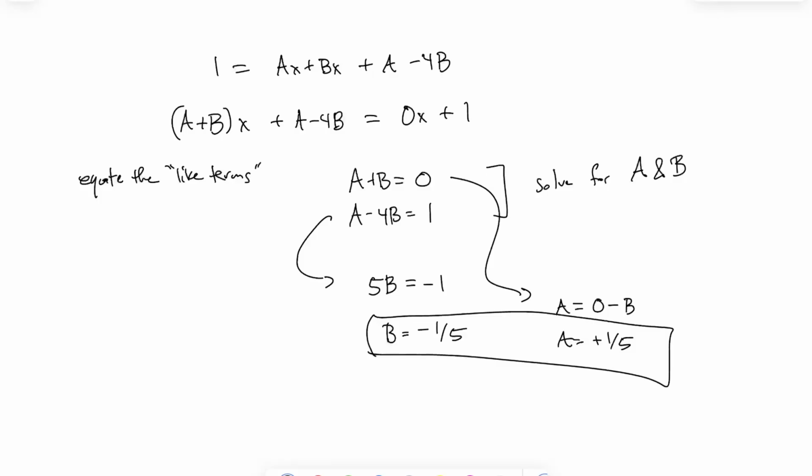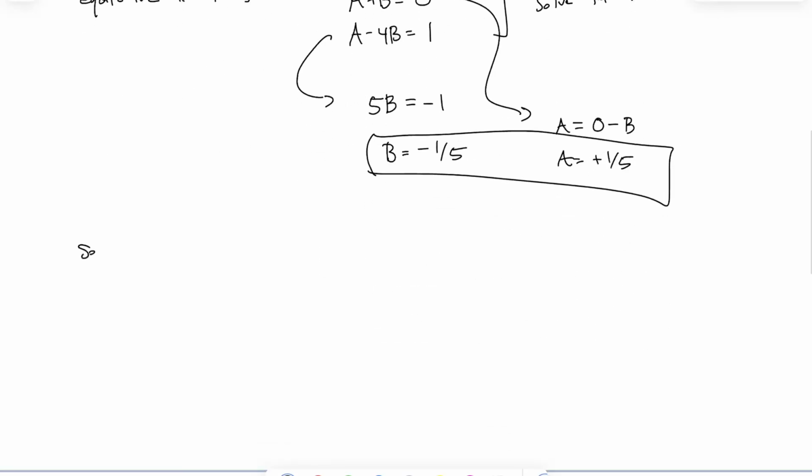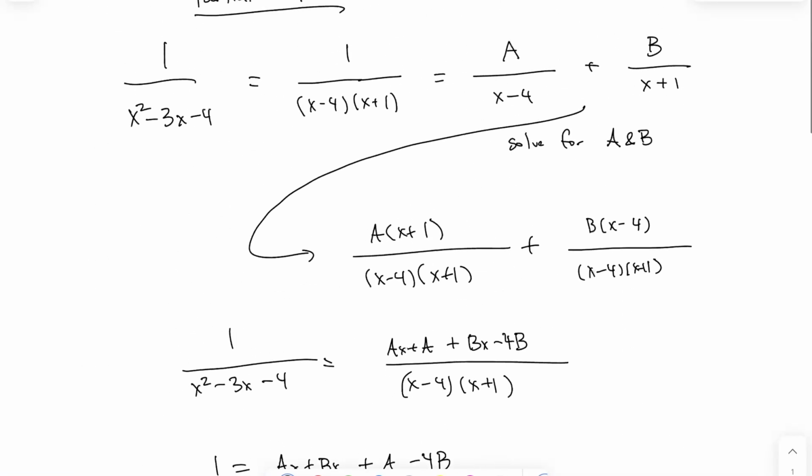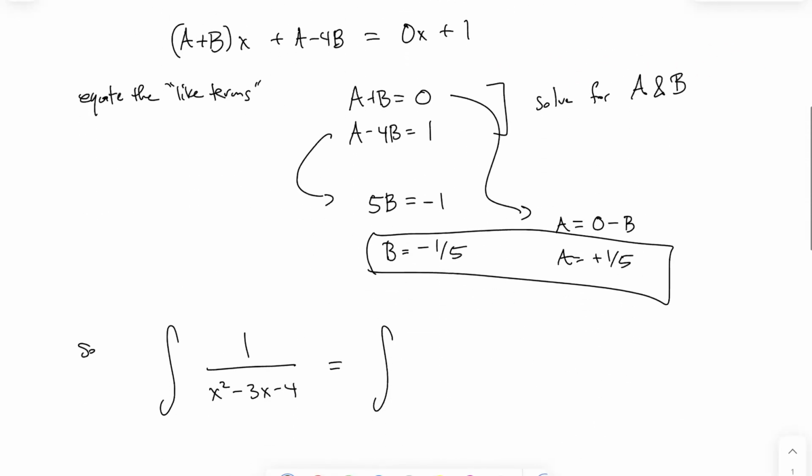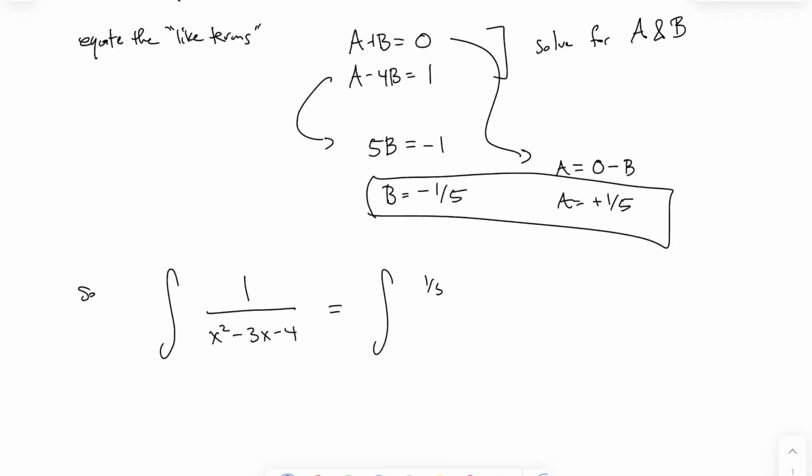All right, so in conclusion, why do we care about all of this? It's really because we want to do this integral. And the idea is that integral is actually the same as these two fractions with those a's and b's. So it's a over x minus 4, which is 1/5 over x minus 4, and then plus another integral, negative a fifth over x plus 1.